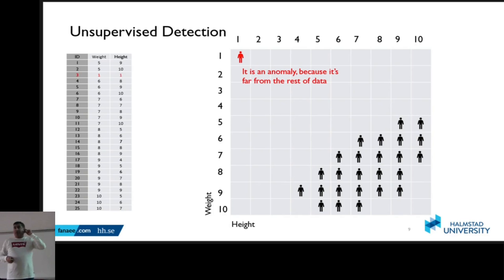Now, I want to define unsupervised detection. Look at this guy. It is very far from the rest of the data, right? So this is a task of unsupervised detection. You look at where the majority of data points are located, and then if someone is out of this area, we can flag it as an anomaly. This is an unsupervised way of doing that. There is another way of doing that.